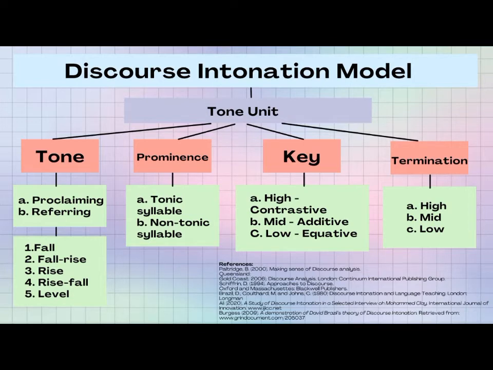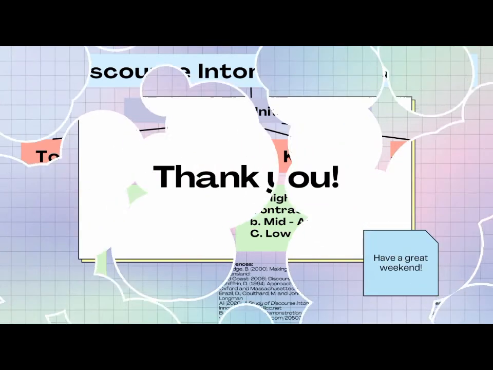A high key has a contrastive meaning, mid key suggests an additive relationship, and low key denotes an equative relationship. Lastly, our termination system also has three levels: high, mid, and low. High termination is an invitation to adjudicate, mid termination is an invitation to agree, and low termination has no expected reaction at all. So that's it for our discourse intonation model.